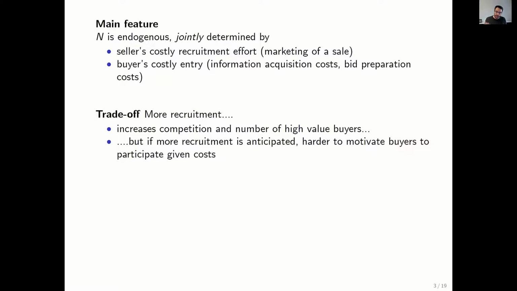And these two can feed on each other. It can be a vicious cycle between the seller recruiting more and more bidders and the bidders becoming harder and harder to motivate to participate.